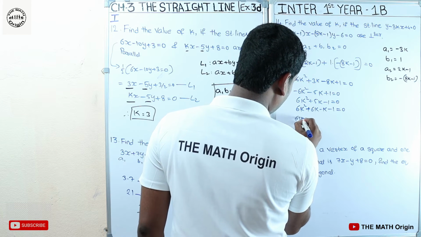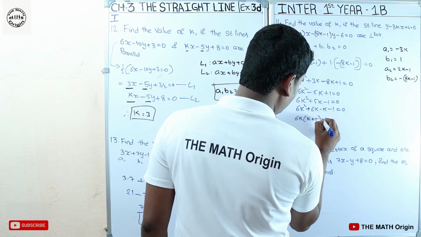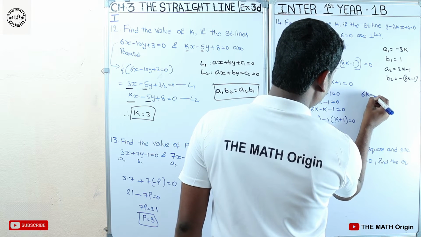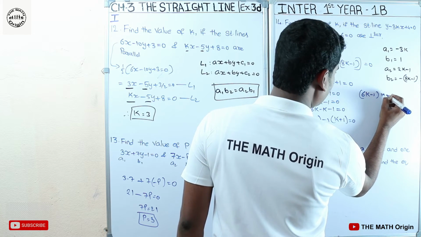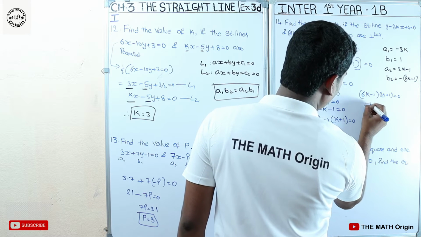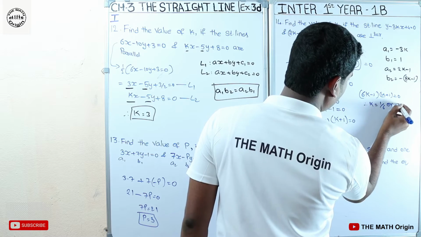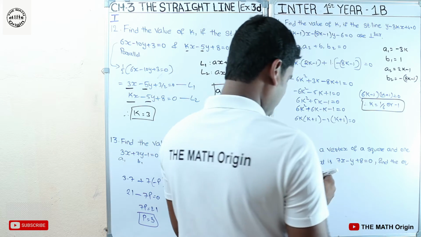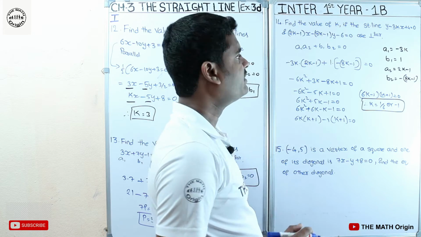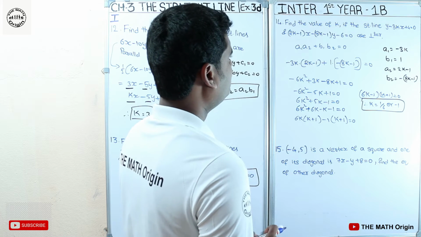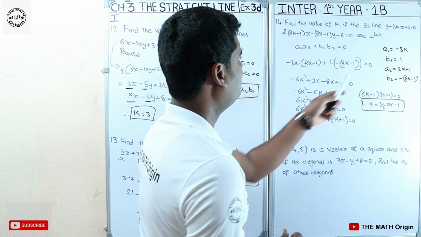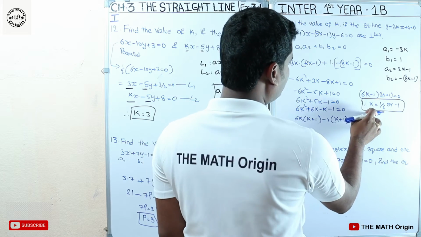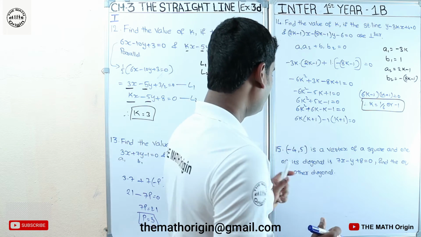Now I will take 6k common, it will be k plus 1, and from the other terms I will take minus 1 common, it will be k plus 1, equals to 0. So from this, 6k minus 1 into k plus 1 equals to 0. Therefore k is equal to 1 by 6 or minus 1. With this we have found the k value for the given equation. We can also find this k value by substituting the values. With this we completed the 14th problem.